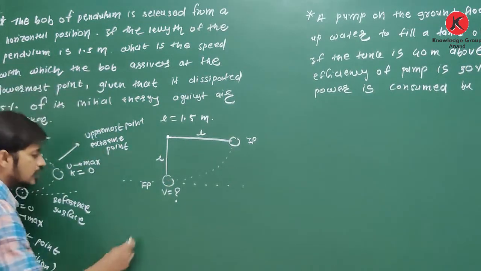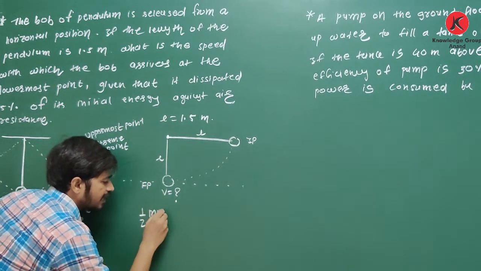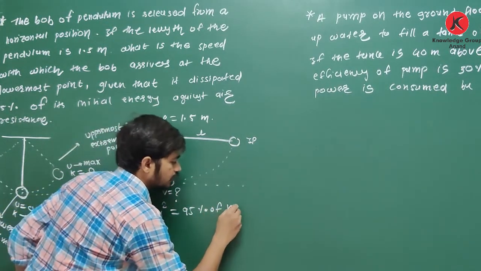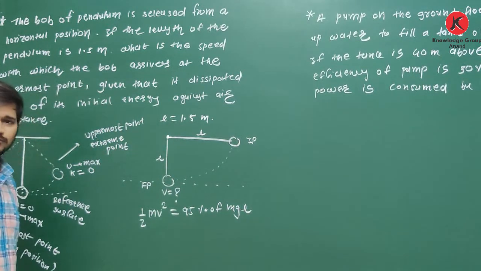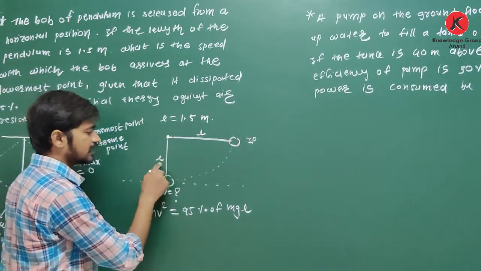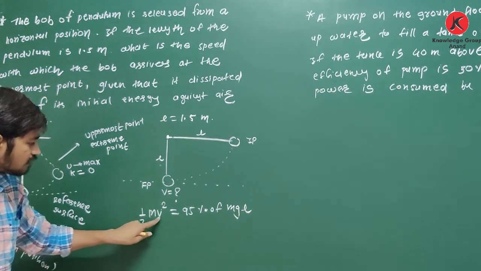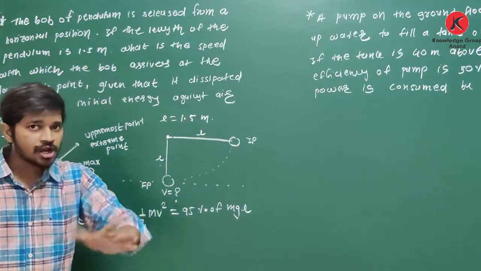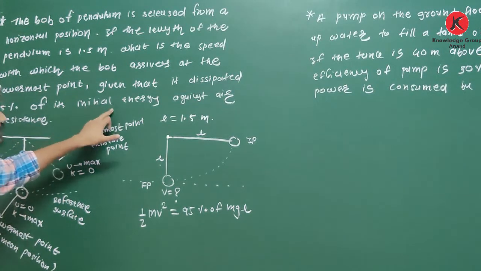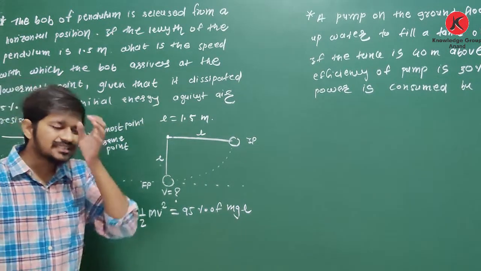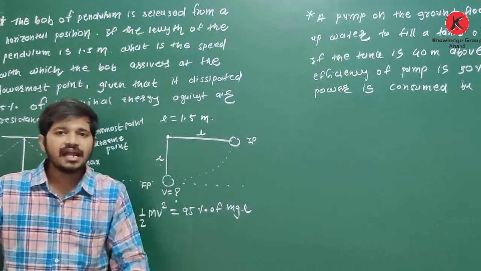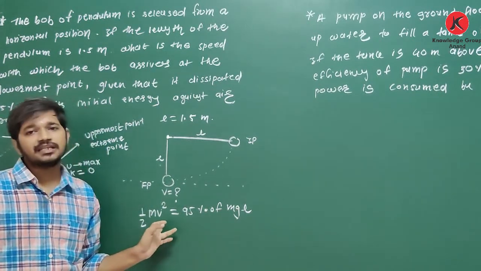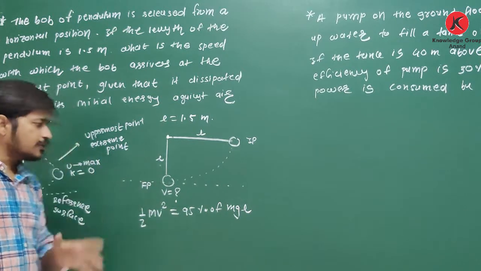So at this point, the kinetic energy, that is half mv square, is equal to 95% of its potential energy, that is mgl. Why mgl? Its initial height is the length of the pendulum. So half mv square is equal to 95% of mgl. Again, why 95%, not 100? Because 5% of its initial energy is used against air resistance. So due to the remaining potential energy, it will achieve some kinetic energy.